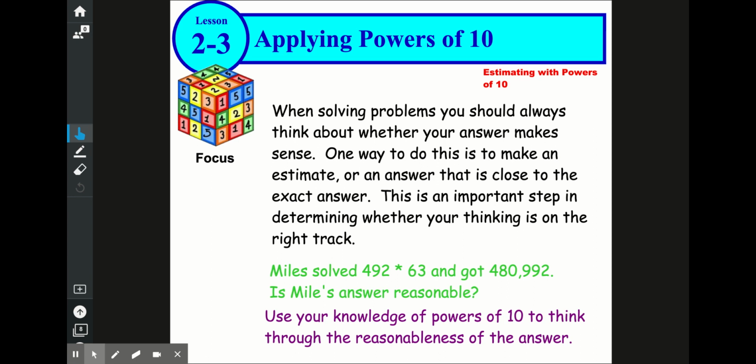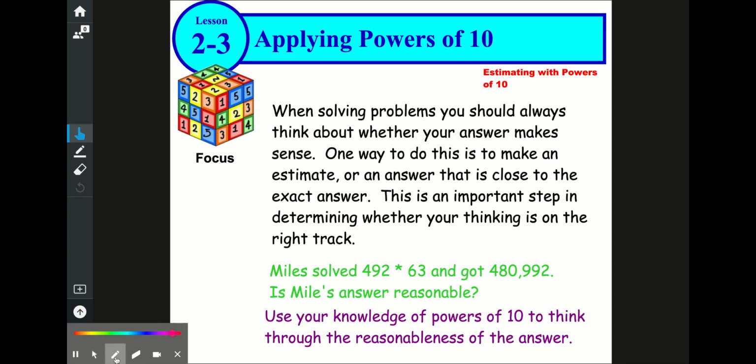So here's an example. Miles solved 492 times 63 and got 480,992. All we have to do right now is decide, is Miles' answer reasonable? Does it make sense? And you can use your powers of 10 to think through the reasonableness of this answer.